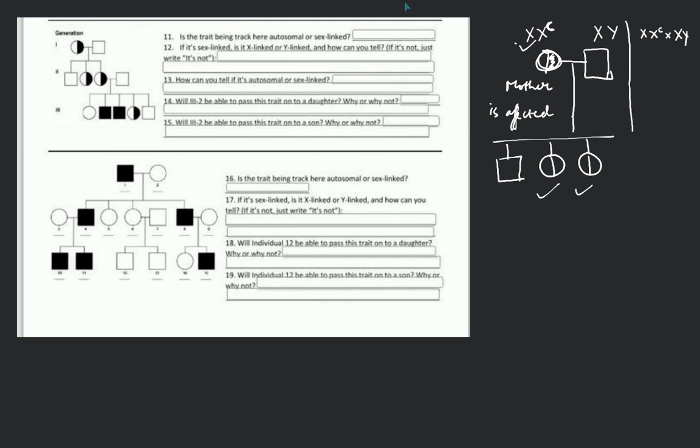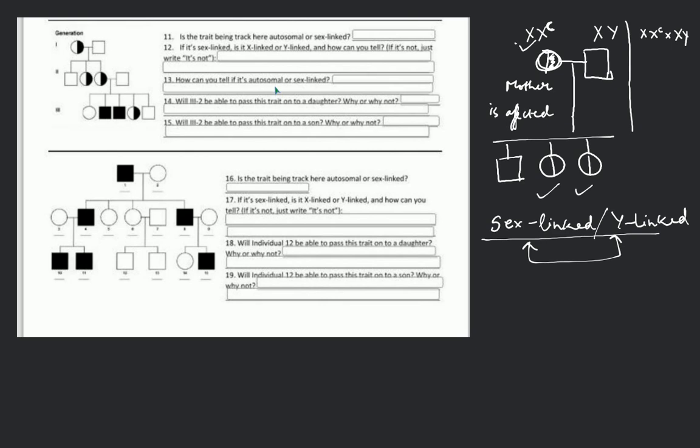Then the next, 13th question is, how can you tell if it's autosomal or sex linked? Okay, so now that is not clear. We have to figure out whether it's autosomal or sex linked. So if it is a sex linked disease, then it's primarily Y linked. If we are talking about sex linked, then it is Y linked. Both of them are the same. Why? Because the Y chromosome is only present in males. So if the disease is being transferred from the father, that means it is a sex linked disease. And if the disease is not present on the Y chromosome, then it's an autosomal disease. So you can answer this question as well.